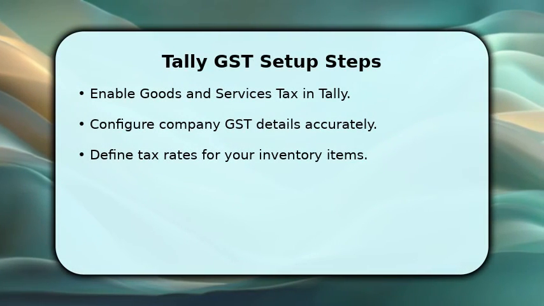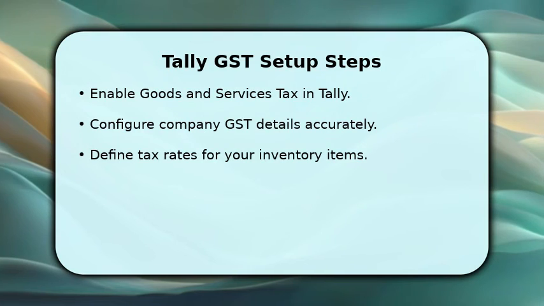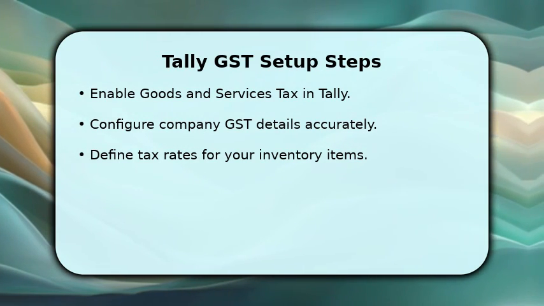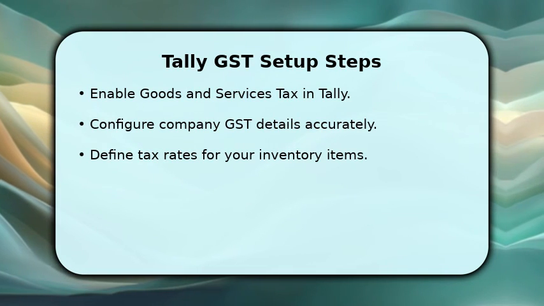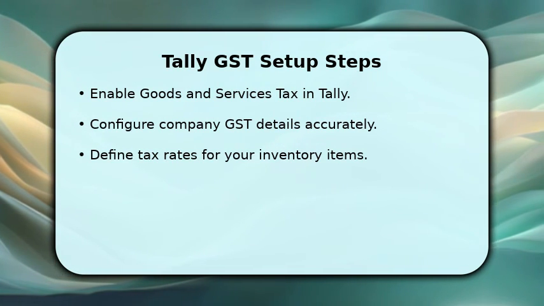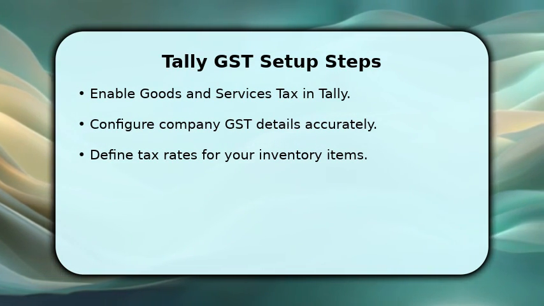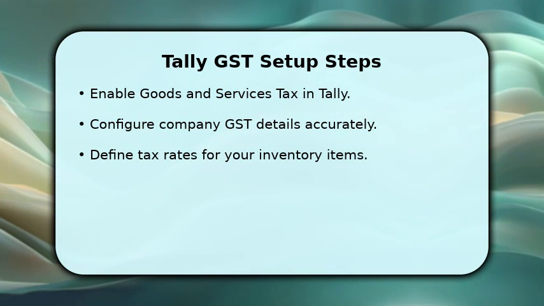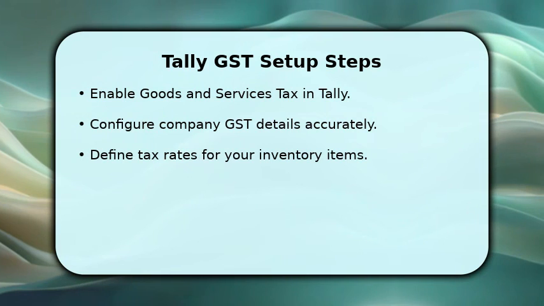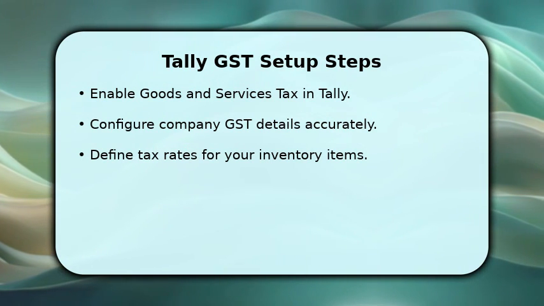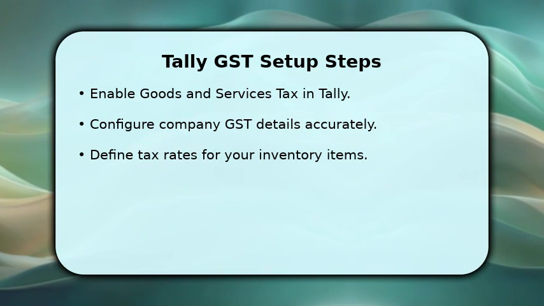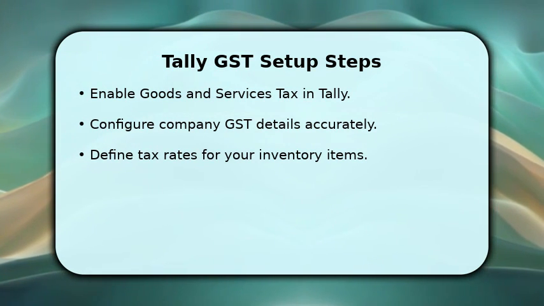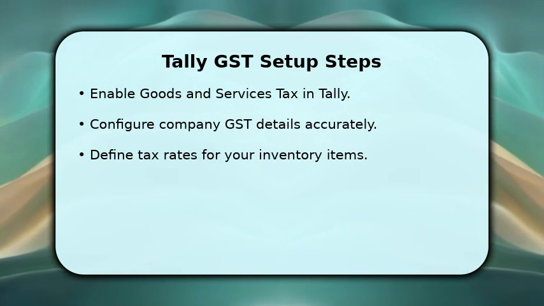Next, let's dive into the setup process. Navigate to the Features menu in Tally and enable the Goods and Services tax option. You'll then need to meticulously configure your company's GST details, including your GSTIN and the applicable tax periods. Remember to define the correct tax rates for all your inventory items and services. This crucial step ensures that Tally automatically calculates the appropriate GST amounts on your sales and purchases.